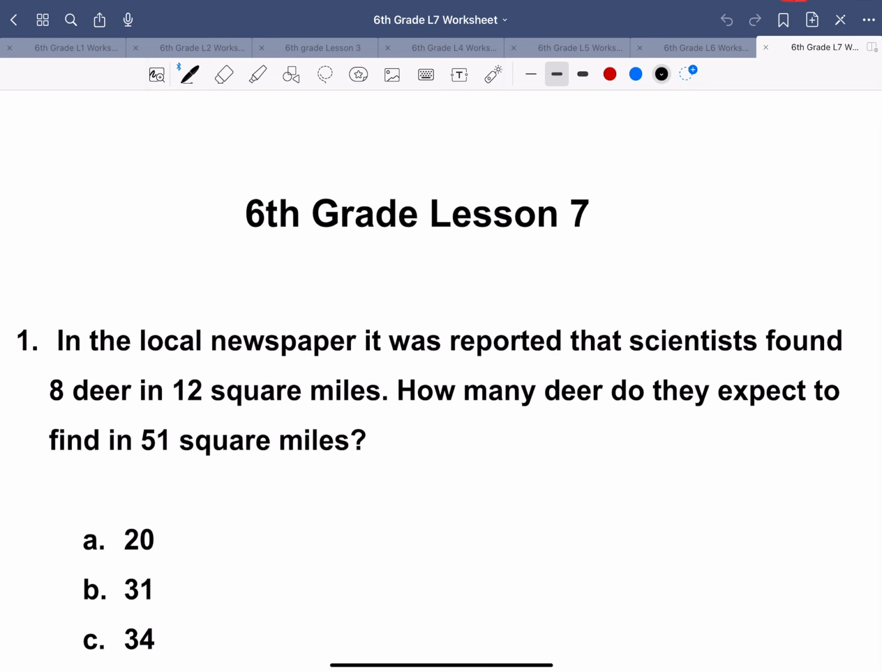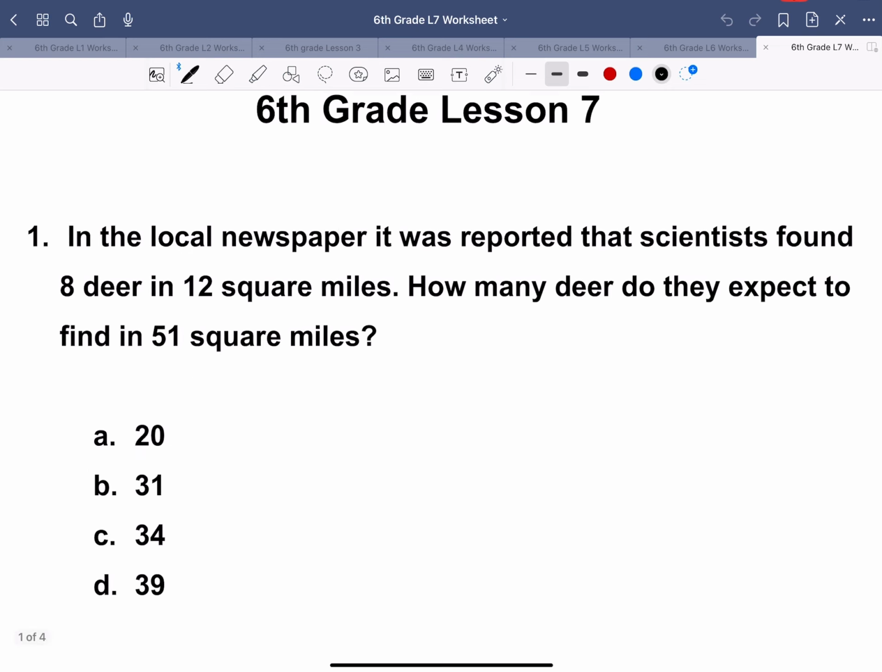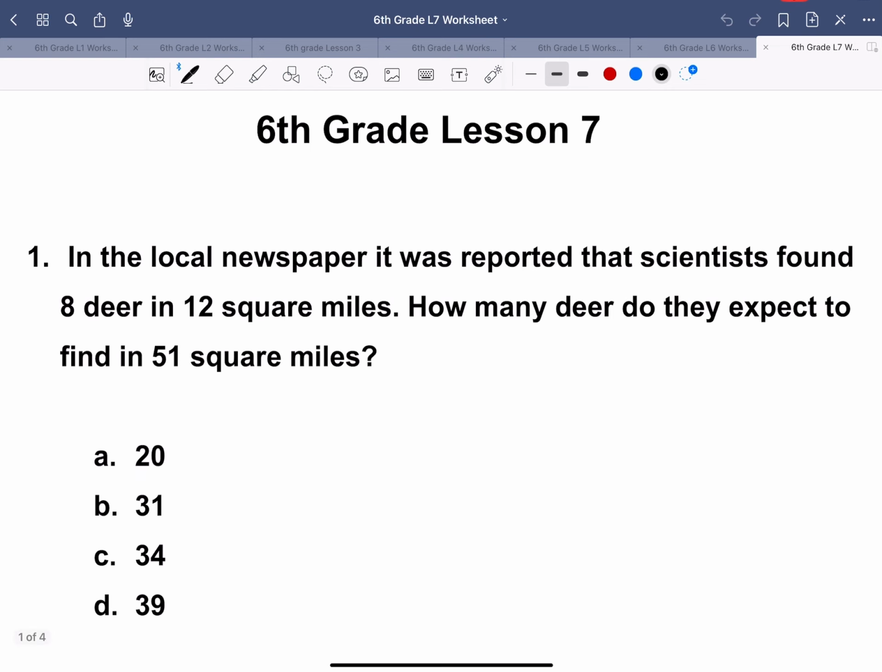In note number 1, in the local newspaper it was reported that scientists found 8 deer in 12 square miles. How many deer do they expect to find in 51 square miles? So in this equation we can put this as 8 deer in 12 square miles, and they say we want 51. We want the number of deer in 51.